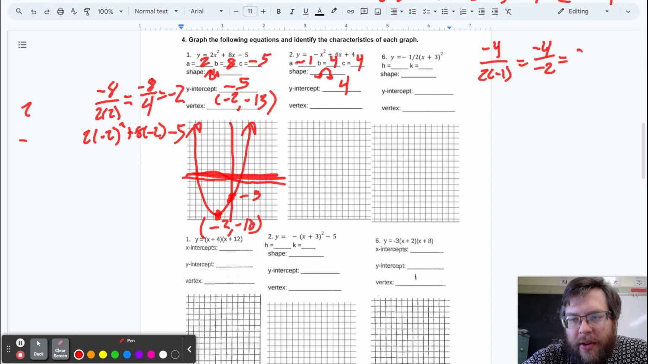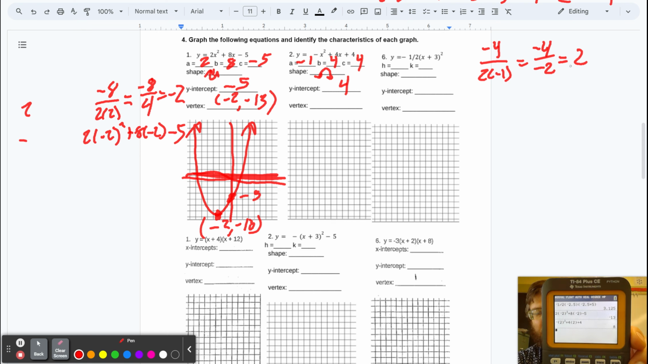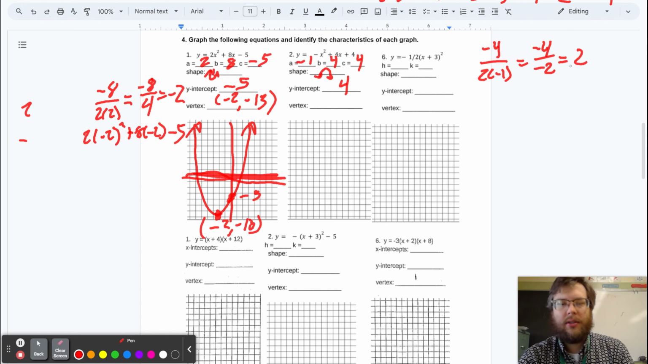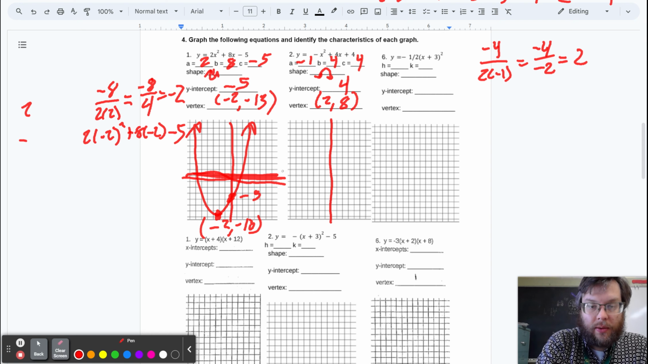Negative 4 divided by negative 2 is 2. Type it in. So negative 2 squared plus 4, 2 plus 4. Should look like that. Gives me 8. So my vertex is 2, 8. Drawing a sketch of it.